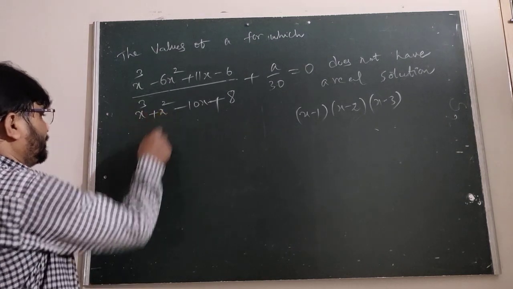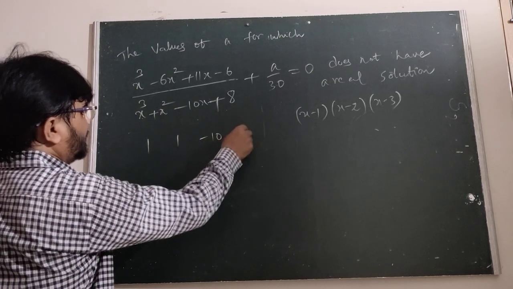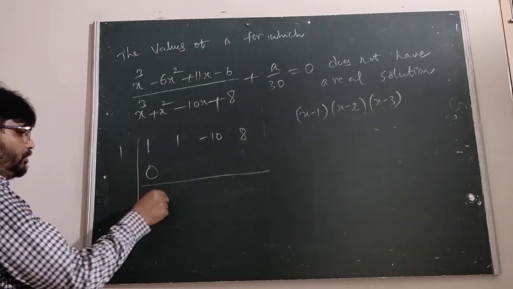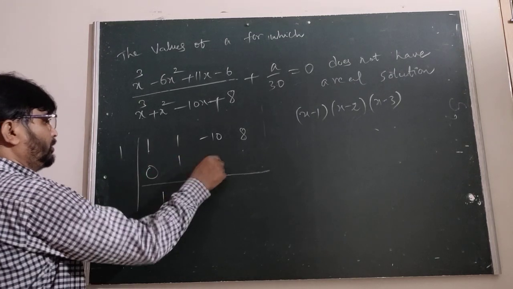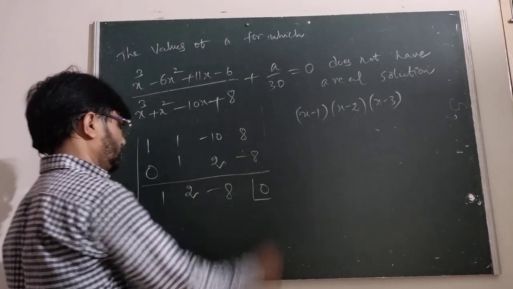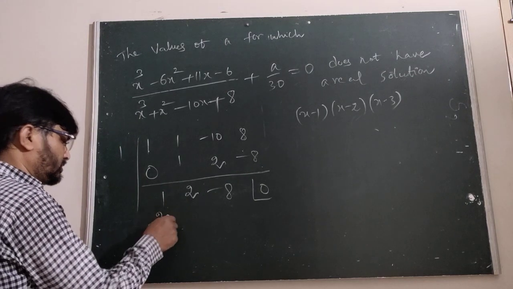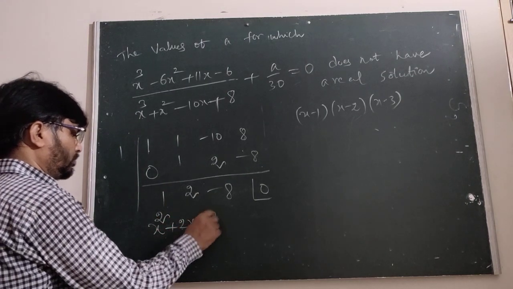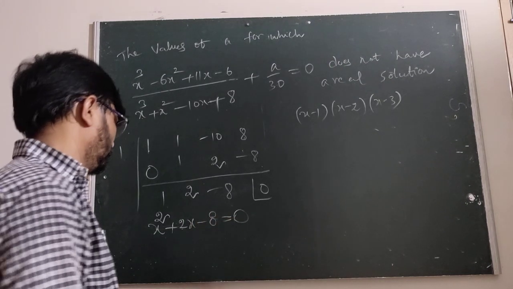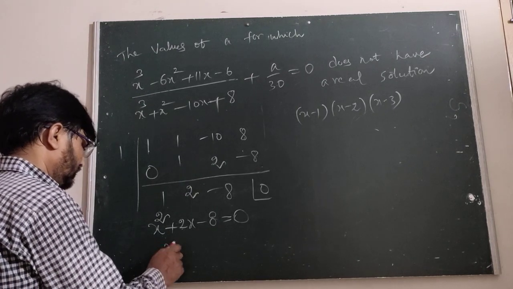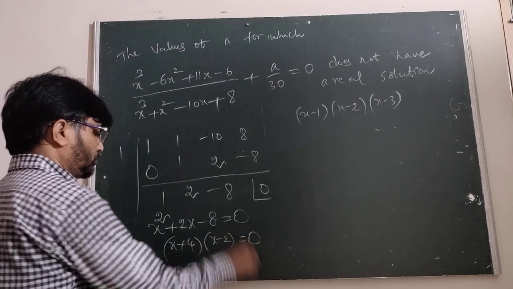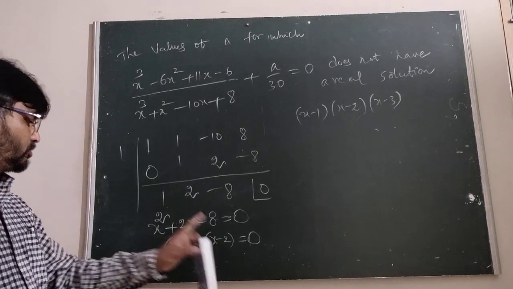Now we can write the Horner division. 1, 1, minus 10, 8. We are taking 0. 1 plus 0, 1. 1 into 1, 1. 2 into 1, 2. Now this is minus 8. Now we can write plus 8 minus 8 is 0. Now we are taking x square plus 2x minus 8 equal to 0. Now this expands into the factors: x plus 4 into x minus 2.